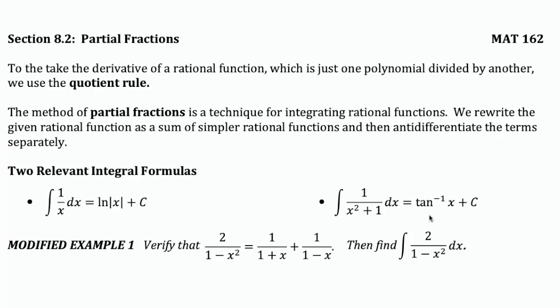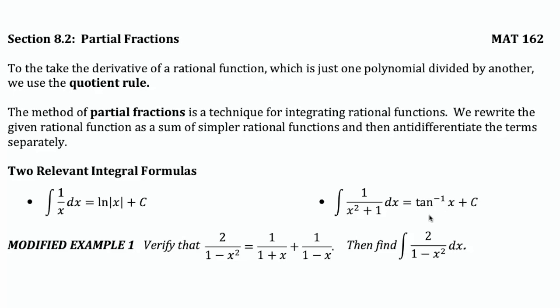The next integration technique we're going to learn is partial fractions. To take the derivative of a rational function, which is just one polynomial divided by another, we would use the quotient rule, okay? And hopefully you have a vague memory of the quotient rule involving a fraction. The method of partial fractions is a technique for integrating rational functions, so undoing the quotient rule. We rewrite the given rational function as a sum of simpler rational functions and then anti-differentiate the terms separately.